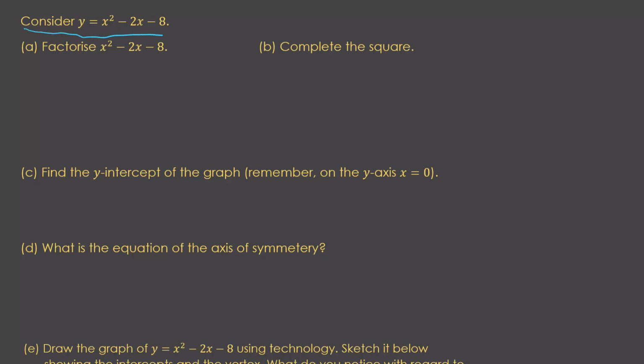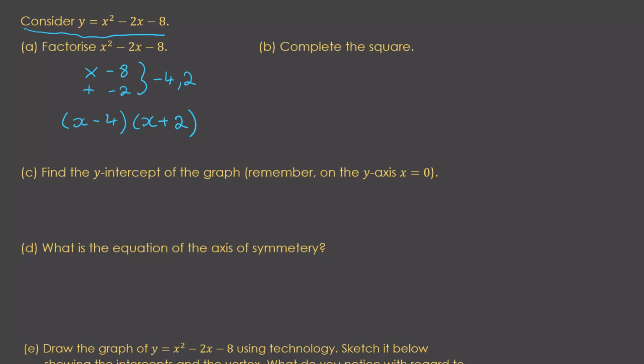Consider y is x squared minus 2x minus 8. First thing we want to do is factorize it. So we're looking for numbers that multiply together to give us negative 8 and add to give negative 2. Negative 4 and positive 2 will do that. And so we get x minus 4 and x plus 2. Now we'll come back and look at that once we've drawn the graph.